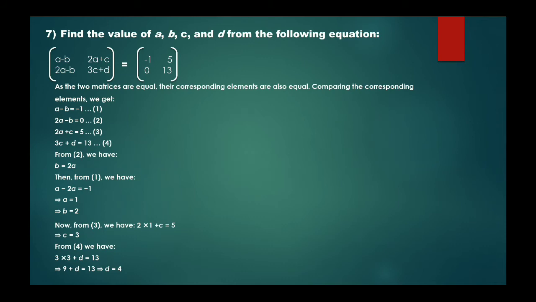Now again, you substitute that value to get the d. So from the fourth equation, that is 3c plus d is equal to 13, we'll substitute the c value as 3. So we have 3 into 3 plus d is equal to 13. 3 into 3 is 9, so 9 plus d is equal to 13. Subtract 13 and 9, we get d is equal to 4. So our final values of a, b, c and d are a is equal to 1, b is equal to 2, c is equal to 3 and d is equal to 4.